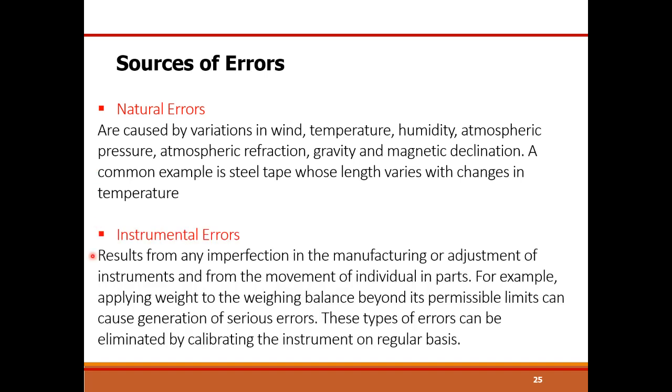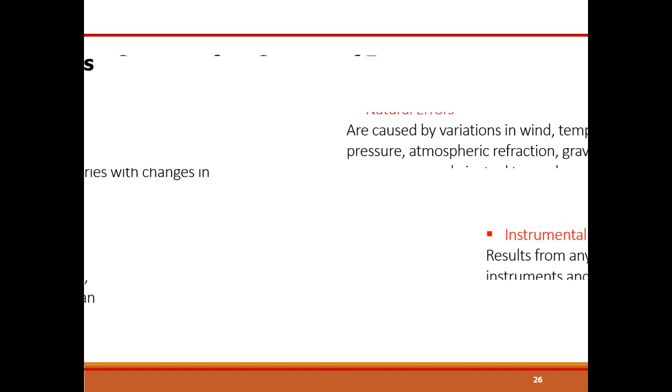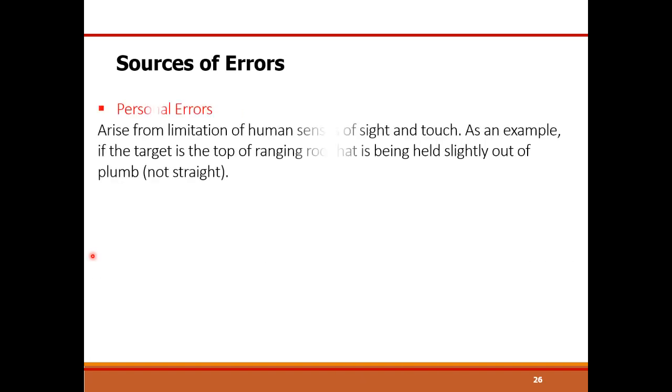Instrumental errors result from any imperfection in the manufacturing or adjustment of instruments and from the movement of individual parts. For example, applying weight to the weighing balance beyond its permissible limits can cause generation of serious errors. These types of errors can be eliminated by calibrating the equipment on a regular basis. Sources of errors.